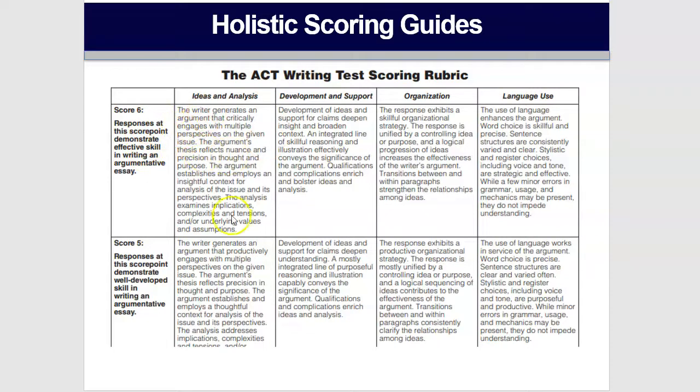So a holistic scoring guide where you're describing what excellent work looks like for ideas and analysis, development and support, organization, language use, and then you're highlighting the text that pertains to the student essay that you're scoring. So holistic scoring guide.